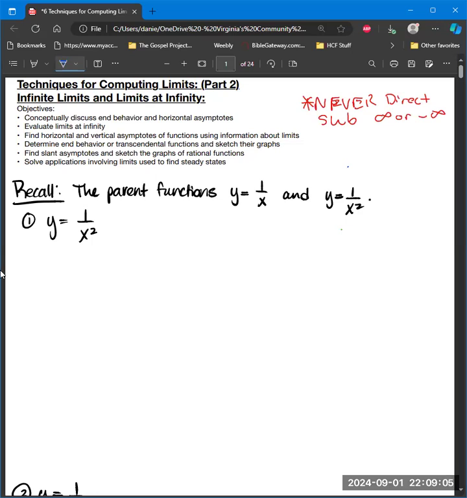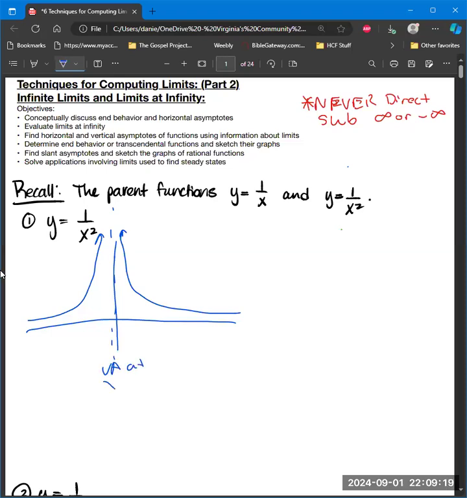So again, let's come back to 1 over x and 1 over x squared. This time we're going to talk about 1 over x squared, and the graph looks like this with a vertical asymptote here at x equals 0, horizontal asymptote here at y equals 0. So the limit as x approaches 0 from the right of 1 over x squared is going to be positive infinity.